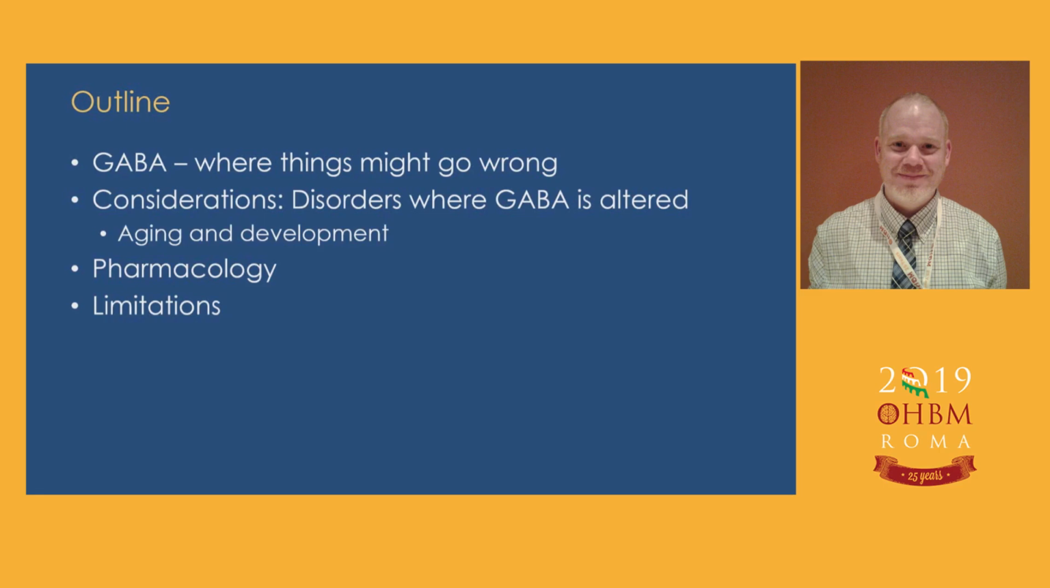So I'll first talk a little bit about GABA, refer back to Professor Ray's talk in terms of where things might be going wrong. I'll then talk about considerations for designing your clinical studies rather than just jumping out and talking about 25 different disorders. But I'll use some disorders where GABA is altered to point out these considerations, and I'll talk about age and development as well. I'll then spend some time talking about pharmacology and some of the limitations of working with these populations.